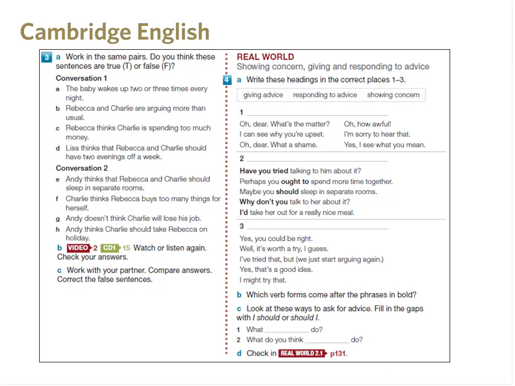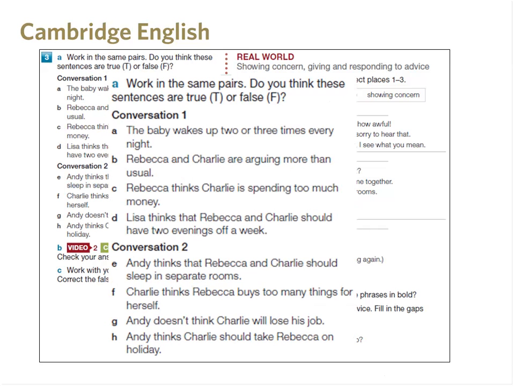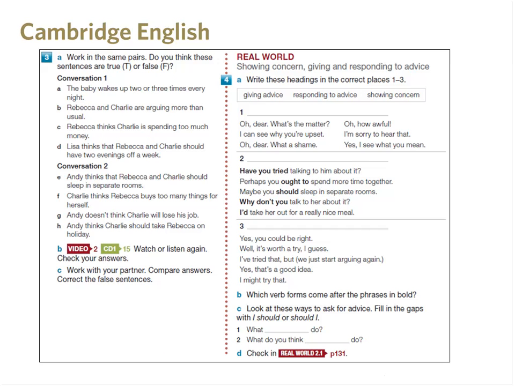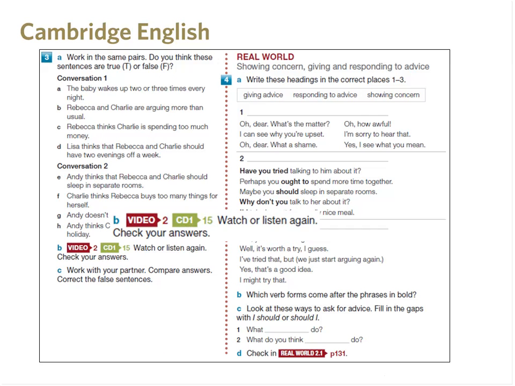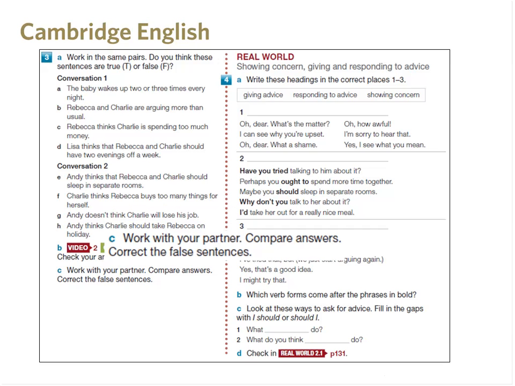And then the second activity, we ask students to work in the same pairs and decide if these sentences are true or false. So see what they can remember from the conversations. So they work through this together. The baby wakes up 2 or 3 times. Is that true or false? Then they watch again and check their answers. And then they compare answers and correct the false sentences together. So there's very clear context for the target language.